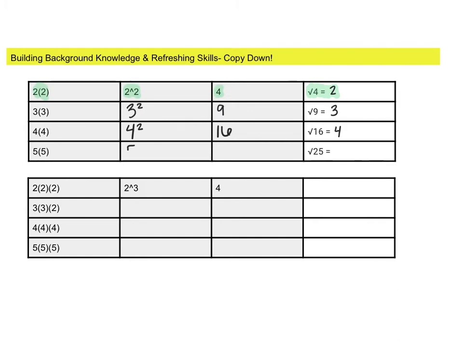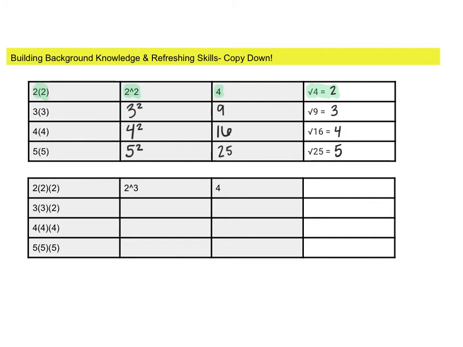5 times 5 is 5 squared. This is the same as saying 25, because that's what it actually equals. And the square root of 25 is 5. So this is what we practiced yesterday and the day before a little bit. Below, we're going to get into our new learning, which is about cubes.